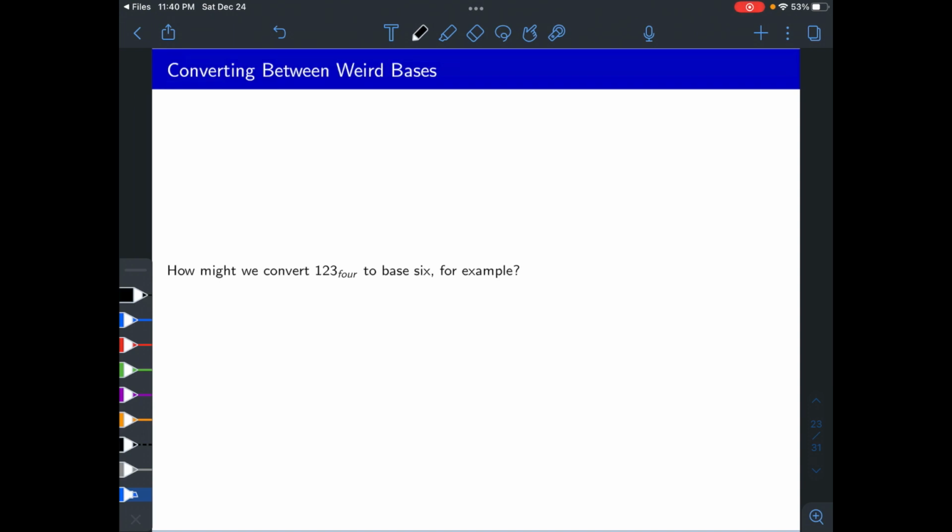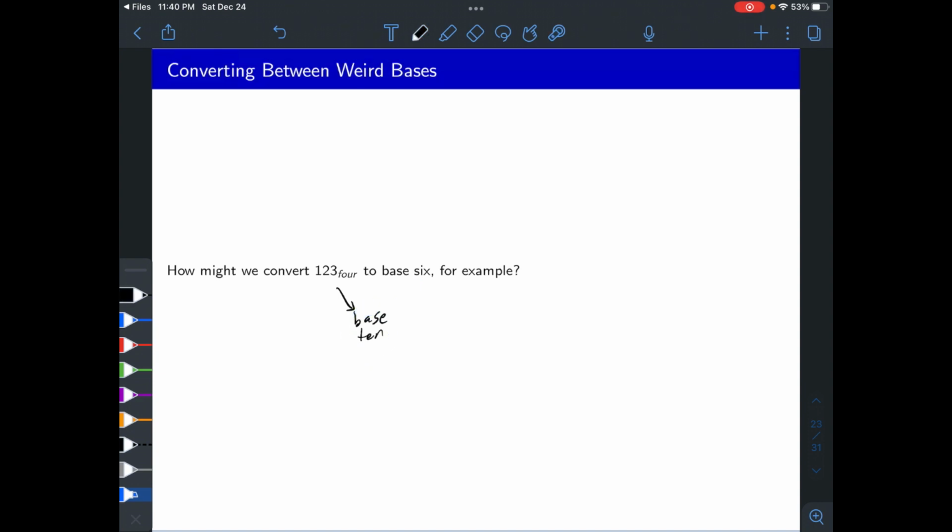So one strategy you could take is to convert to base 10. We've already discussed how to convert base 4 into base 10. And then once you get a base 10 number, we've already discussed how to take a base 10 number and convert it into base 6. So what would that look like here?